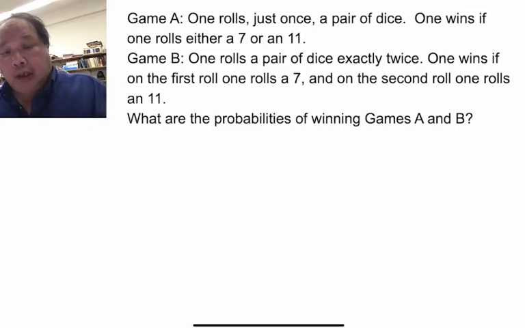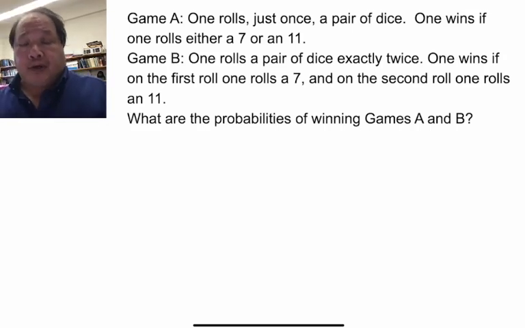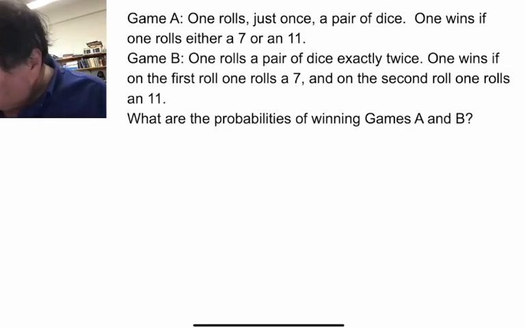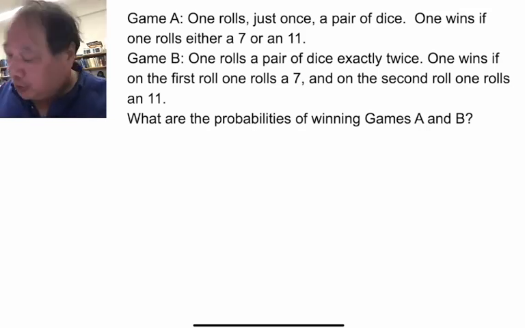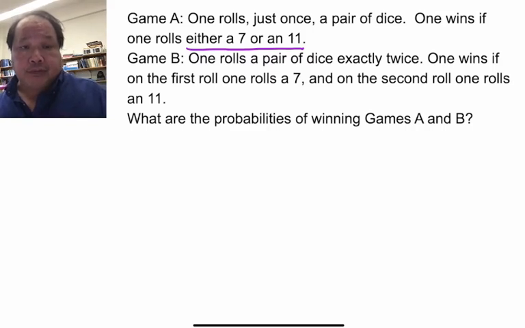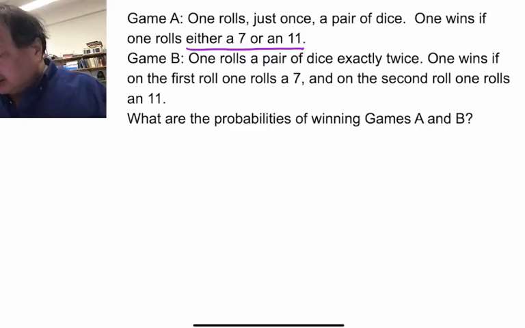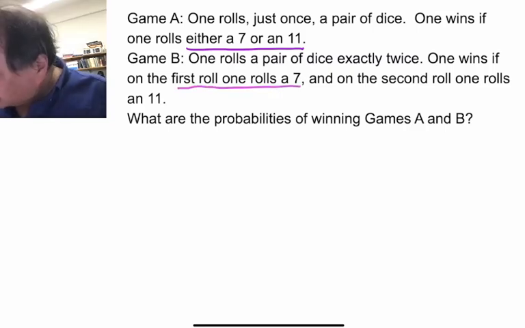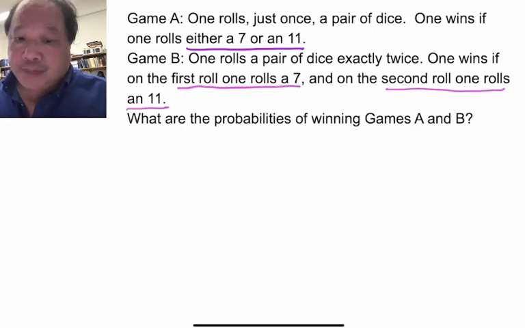Hi, in this video we're going to consider a pair of related problems, and they will teach us when we should add probabilities and when we should multiply probabilities. In the first problem we're going to consider game A, and in game A one wins if one rolls either a 7 or an 11. And in the second game we're going to consider game B, where in the first roll one has to roll a 7, and in the second roll one has to roll an 11.